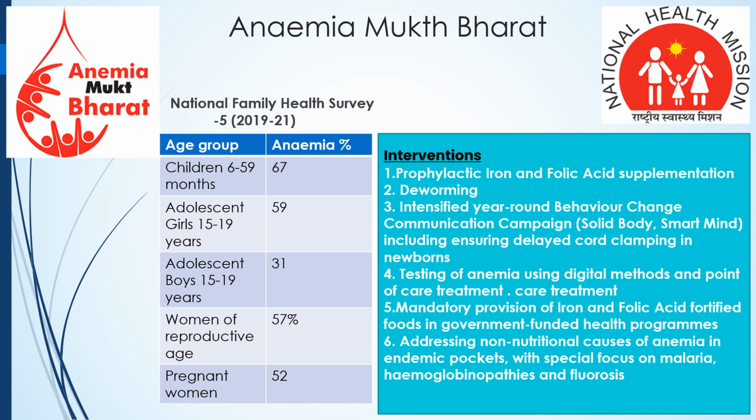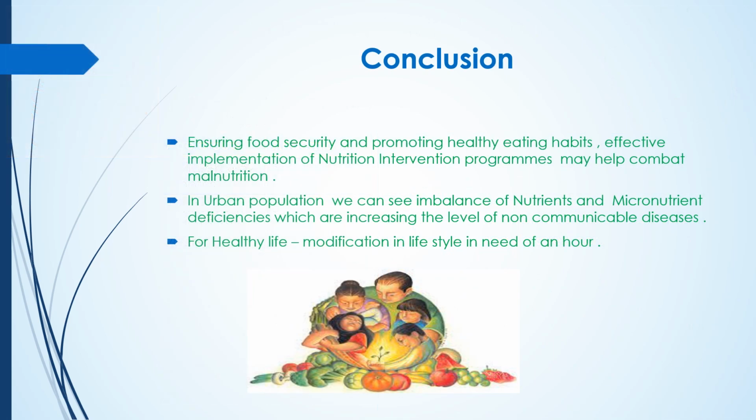You can see the percentages from the 2019 to 21 data: children aged 6 to 59 months have 67% anemia cases in India, while among women of reproductive age, around 57% still show anemia. So with this, we have discussed all sets of the intervention programs.